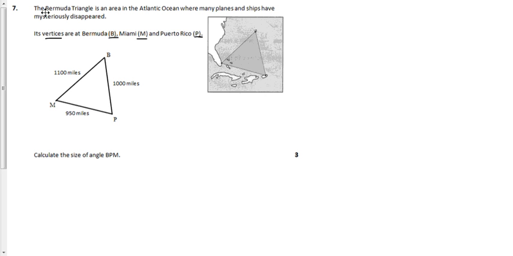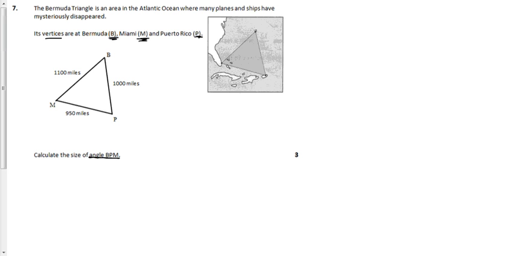Okay, question 7. I've got a Bermuda Triangle. I've been told the vertices, the angles are at B, M, and P for Bermuda, Miami, and Puerto Rico, respectively. I've been asked to calculate the size of the angle BPM.